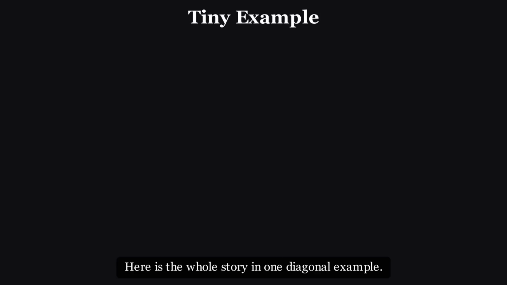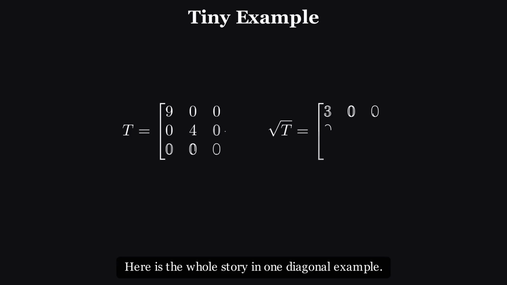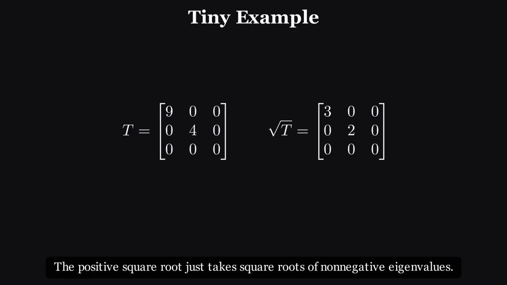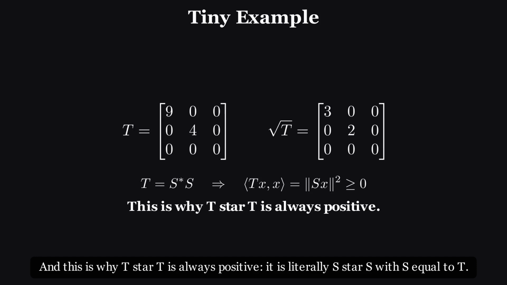Here is the whole story in one diagonal example. The positive square root just takes square roots of non-negative eigenvalues. And this is why T star T is always positive. It is literally S star S with S equal to T.